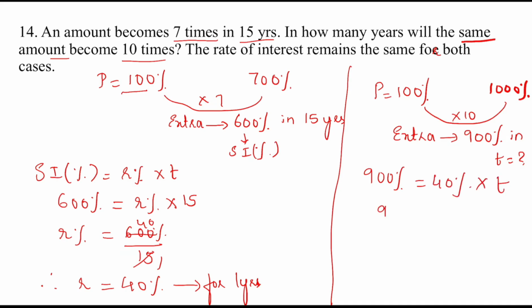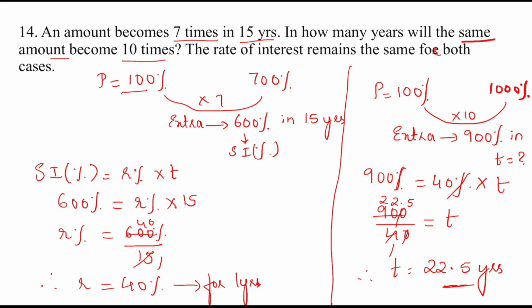Therefore, percent cancels, 900 divided by 40 is equal to T. So 0 cancels, 4 1s are 4, 4 2s are 8, 1 will remain, again 4 2s are 8, 2 will remain, point and 5. Therefore T is equal to 22.5 years. That means the same amount will become 10 times in 22.5 years. Next problem.